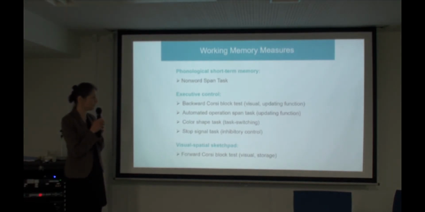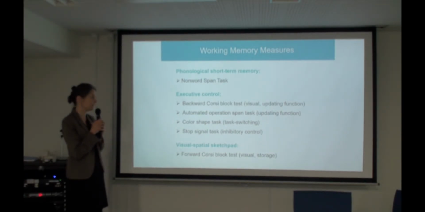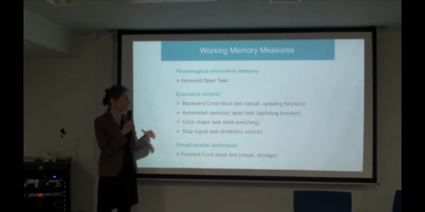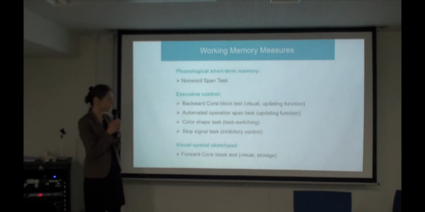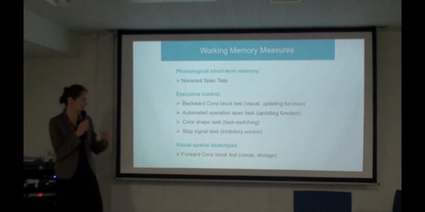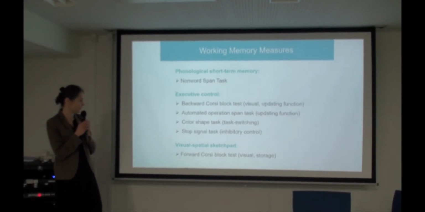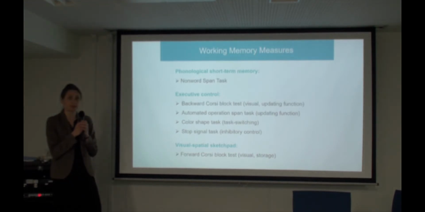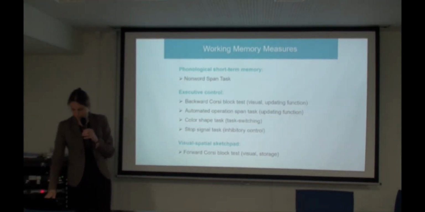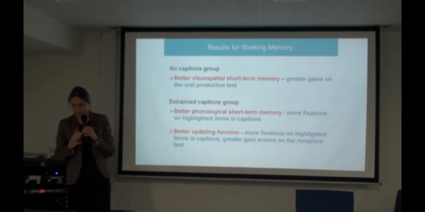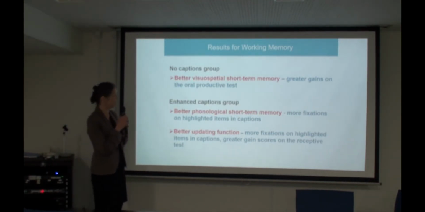The backward Corsi block test was used as a measure of updating function, and this was a visual test. We had an automated operation span task to look at updating function. We had a color shape task to assess task switching ability, stop signal task to look at inhibitory control, and finally our measure of visual spatial sketchpad was the forward Corsi block test, and this measures storage in the visual mode. So what did we find?